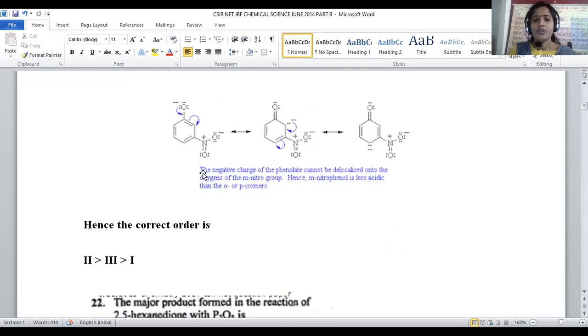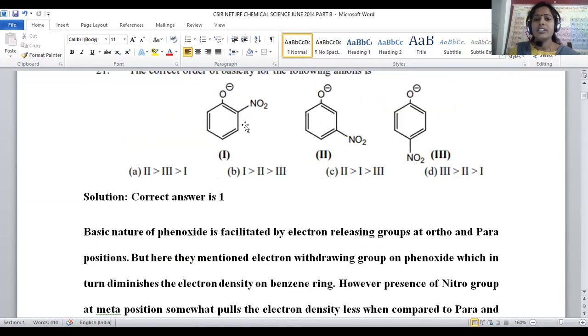the structures of ortho-nitro, meta-nitro and para-nitro. So when meta-nitro is taken, this is the phenoxide charge. What is the nature of the nitro functional group? The nitro functional group has a tendency to pull electrons from the benzene ring. It will diminish the electron density on the benzene ring. Subsequently, the phenoxide charge will migrate back towards the benzene ring rather than releasing electrons to an outside electrophile, so its basic nature will be decreased in general.